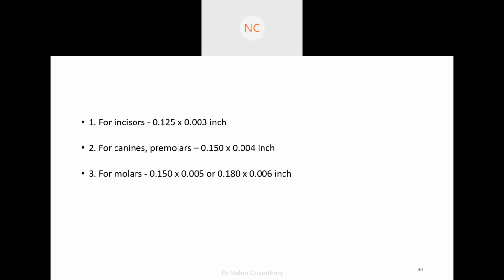For the canine, it is 0.02125 to 0.003 inch. For the canine and premolar, it is 0.15 to 0.004 inch, and for the molars, it is 0.15 by 0.005 or 0.18 by 0.006 inch.